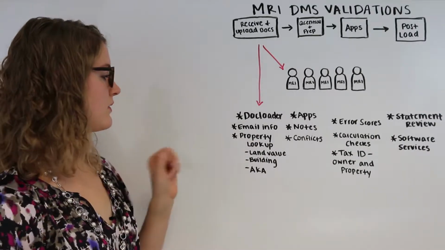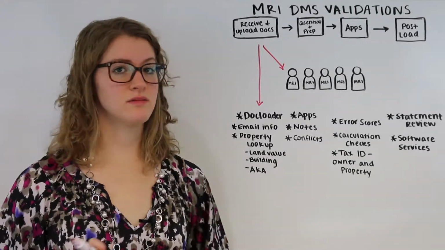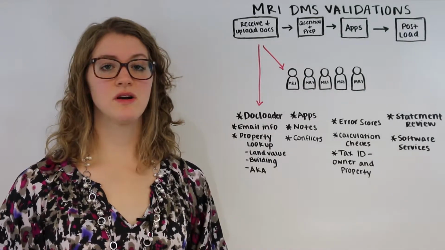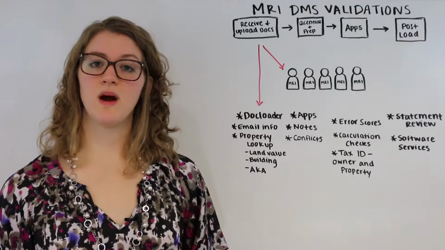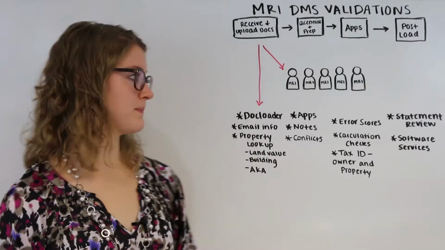So we have the email info, and then we are also able to look up properties via certain types of information. This information never changes, so we ensure that the properties are correctly researched and we know which ones we're working with.